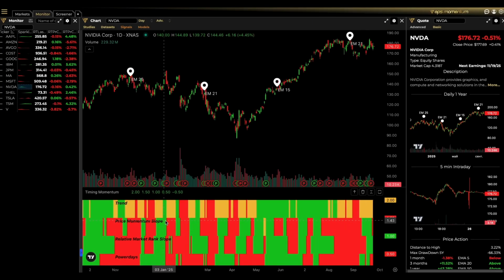Next, let's look at the price momentum slope. This measures the acceleration and direction of price movement, showing whether a trend is gaining or losing strength. Even during an uptrend, this signal highlights periods of slowing momentum versus renewed acceleration, giving a clear view of the trend's underlying strength.